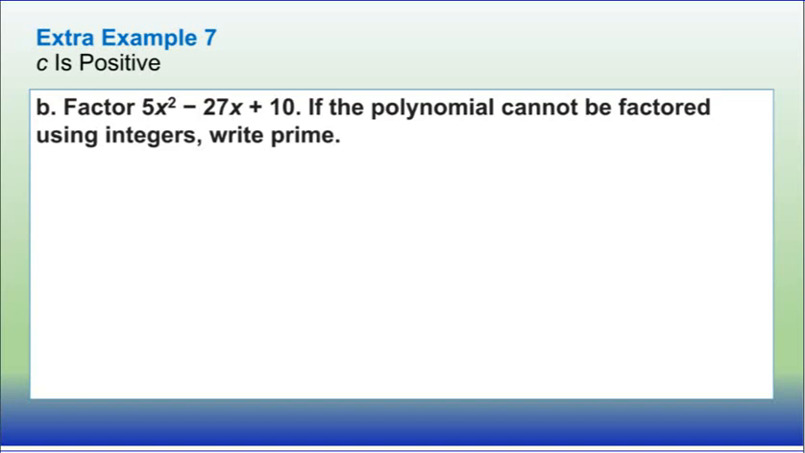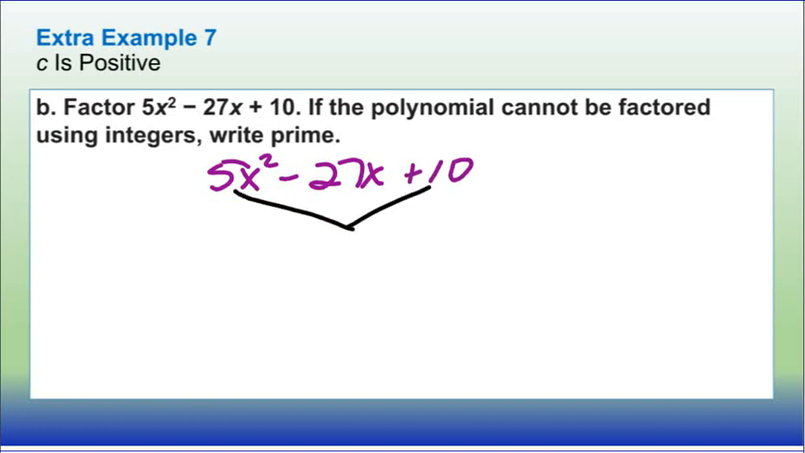And our last question, factor this one. So I have 5x squared minus 27x plus 10. Factor by grouping. I can't factor anything out of all three terms, so multiplying AC would give me 50x squared. And I think, what do I multiply to get 50, but add together gives me negative 27? That would be a negative 25x and a negative 2x.